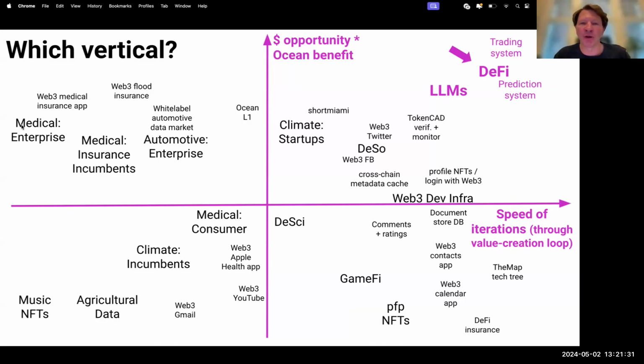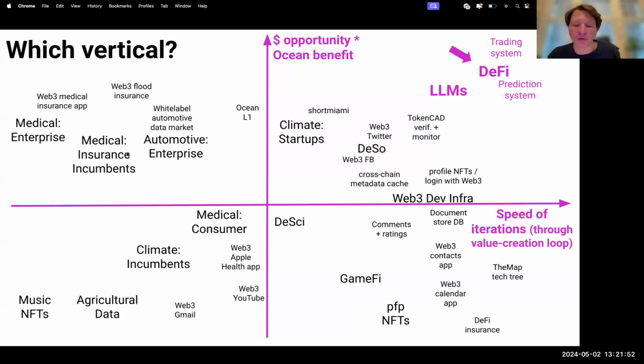There's very good money in medical. That's why it's higher up. But it's to the far left because it's very slow, right? FDA approval, all that, right? Going a bit to the right, things like automotive enterprise, there's pretty good money there, including on the data side, but it takes a long time, right? Years of commitment, right? And then medical insurance, it's also in there.